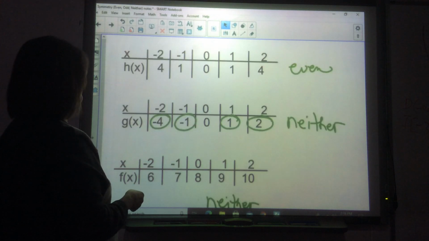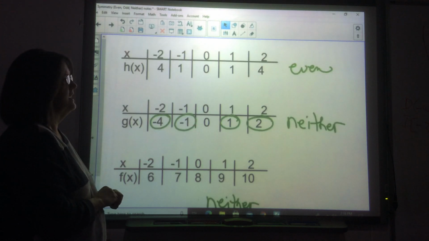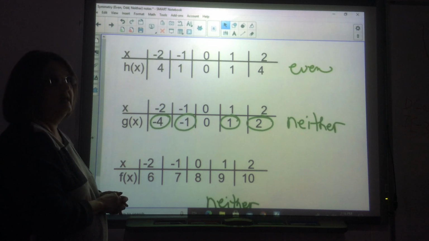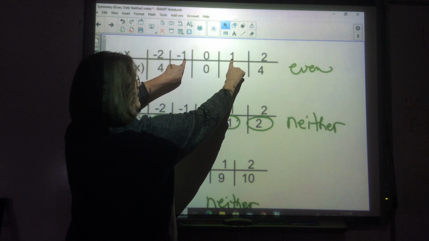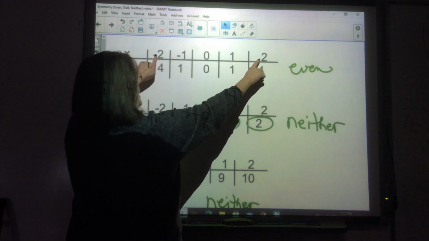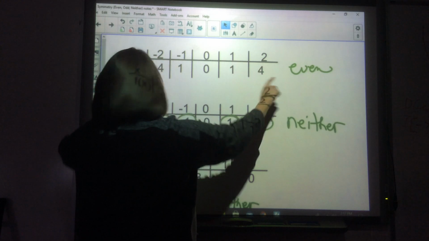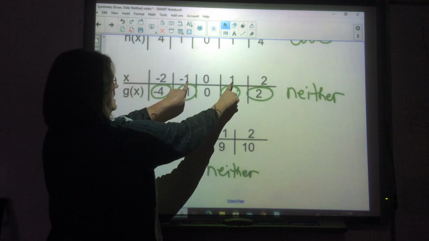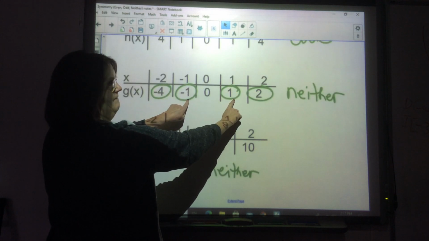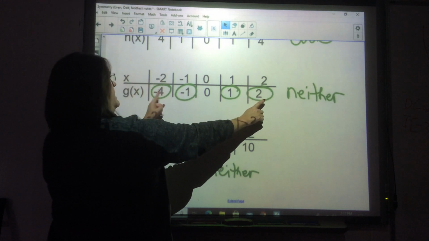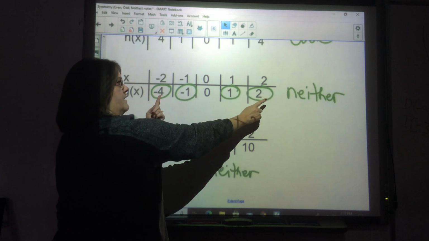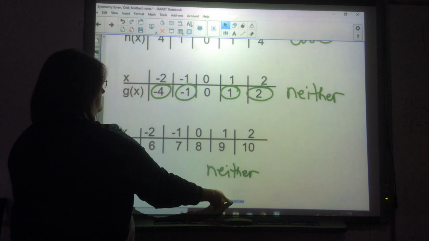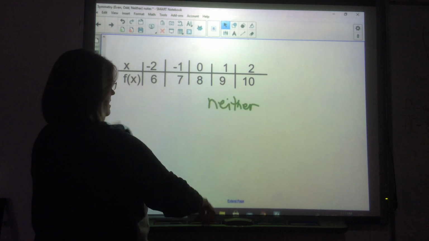Now, to determine whether a function is even, odd, or neither by looking at the table, remember what I said about opposite x values and same y values. So you look and you have opposite x values, same y. Opposite x values, same y. That's even. Let's go down here and let's look at this. Opposite x values, and they're not opposite y values, nor are they the same. Neither one. So that one is neither. This one is neither. It's obvious right away.